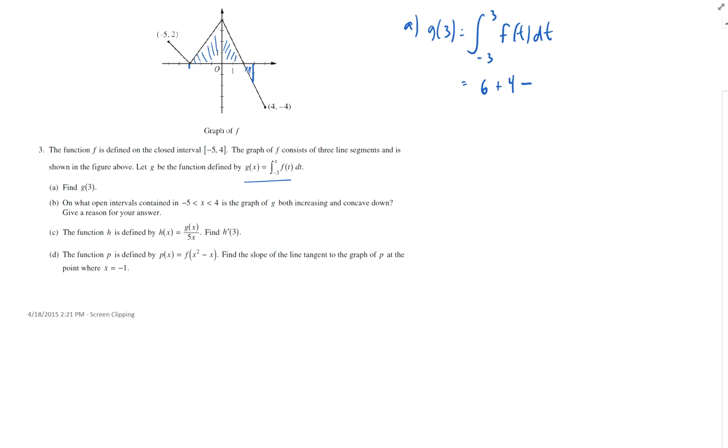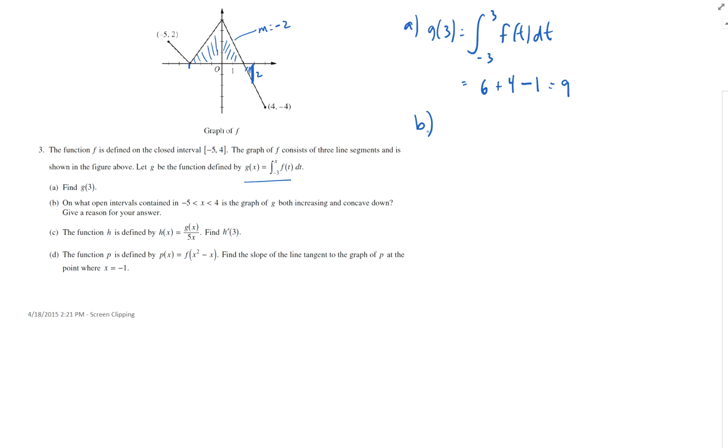And that one you really need to make sure how long that is. Don't just eyeball it. So I'm going to figure out what this slope is. This slope is down 4 over 2, so this slope here is actually -2. That means if I go over 1, I have to go down 2. So that really is 2 down. So the area of this triangle really is -1. So 6 plus 4 is 10, minus 1 is 9. So that's the area, so that's G of 3.